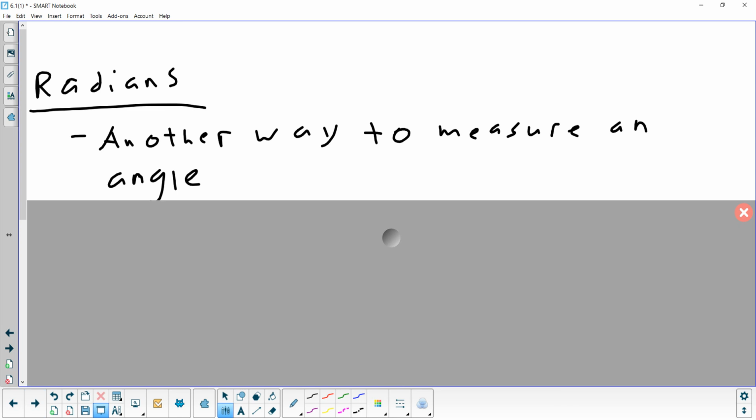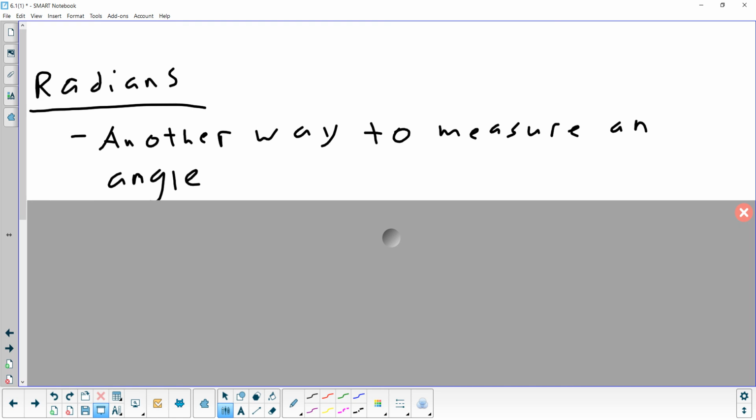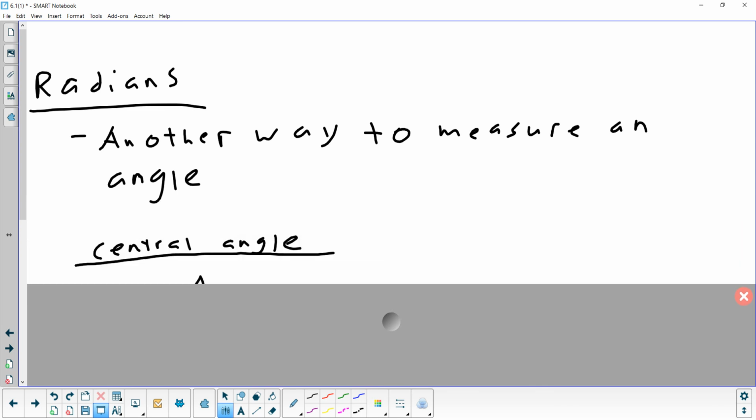So, radians. That is another way to measure an angle. I know we're covering lots of little things, so there'll be a good amount of questions to do tonight, but they're all going to be quick, like find the complement, find the supplement, is this obtuse, is this acute, draw this angle, draw that angle. They're going to be very, very quick questions.